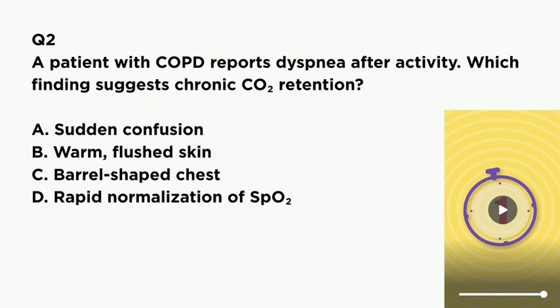A barrel chest forms from long-term air trapping and hyperinflation, consistent with chronic CO2 retention. Letter A is incorrect because confusion can occur with hypoxia, but is not specific for chronic CO2 retention. Letter B is also incorrect because flushed skin may occur in other conditions and it is not tied to chronic CO2 retention, whereas letter D is also incorrect because rapid normalization of oxygen saturation does not really reflect CO2 status.